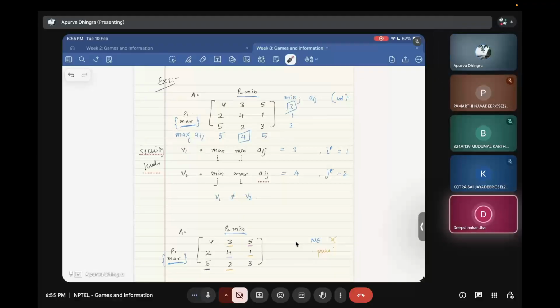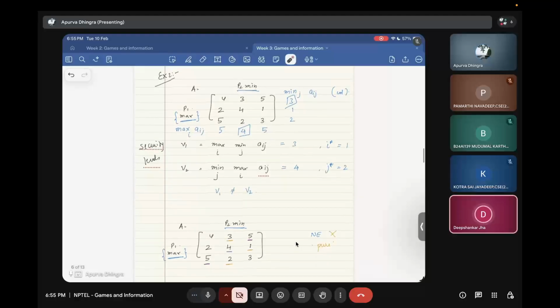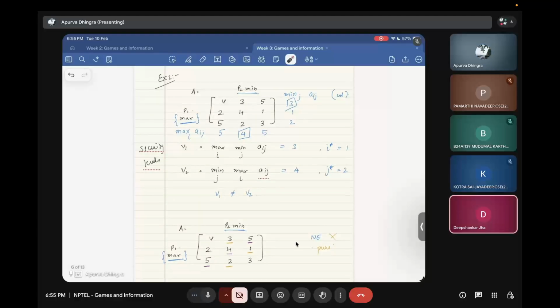And now I think it is because what you are doing here is you choose a minimum: minimum of first row is 3, minimum of second row is 1, and minimum of third row is 2. So you have added these minimums on the side. But earlier you chose the maximums and then you chose the minimum out of it. Here what you did is you choose minimum and then you choose maximum out of it. That's what I was asking.